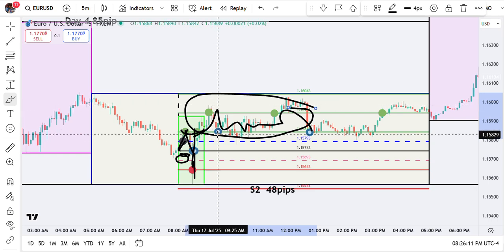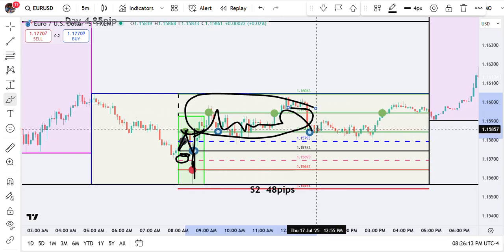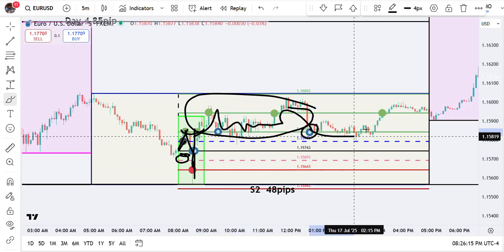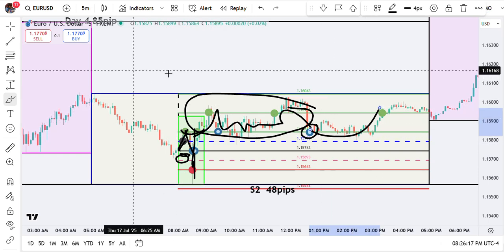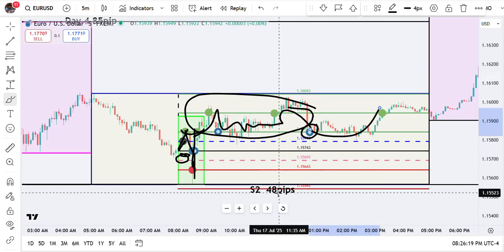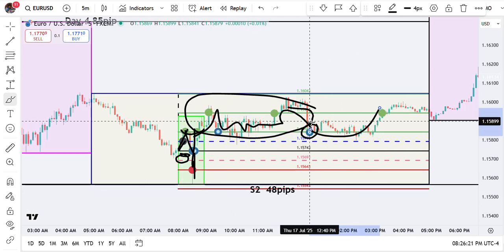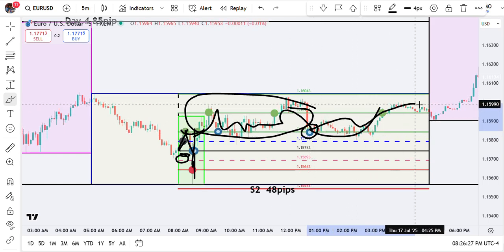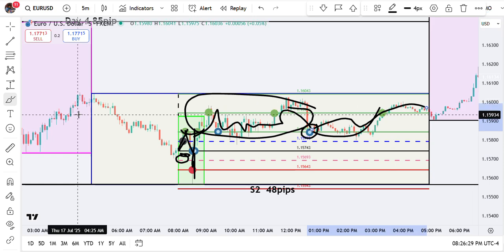Move forward, reset, move forward again, reset again. This is the second one, but we actually did a third one. As you can see, session 2 is only 48 pips in range. We're not having a big day. It's just moving sideways, wasting time in this range, and then that's the end of the session.